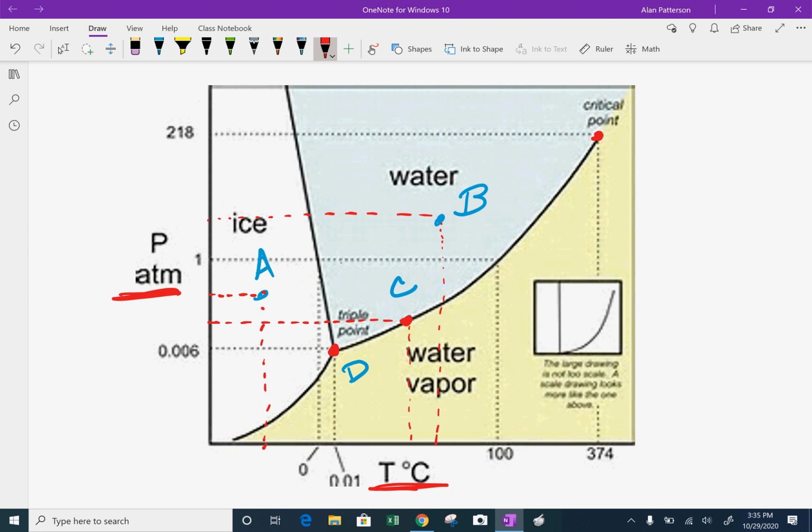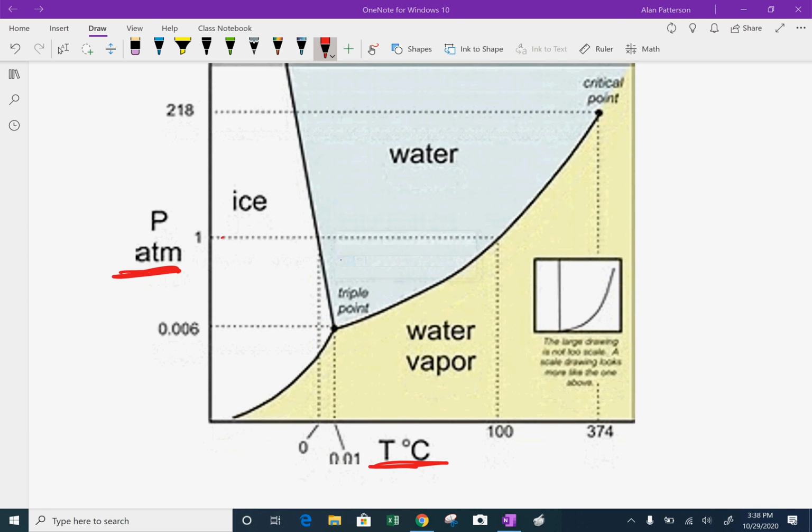Okay, so let's say you are given a set of conditions and you're asked to predict what state of matter would be present. Let's take a look at that. Let's say that we're at a skating rink and we're on our ice skates. There's an ice skating rink, and we have ice present. We're skating across it, and it's below the freezing mark. Let's say it's at this temperature. Okay, so at atmospheric pressure, which is 1 atmosphere, it's going to be solid ice.